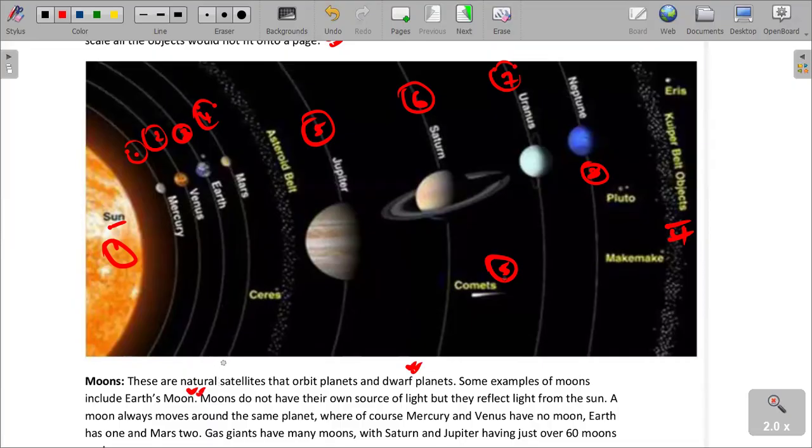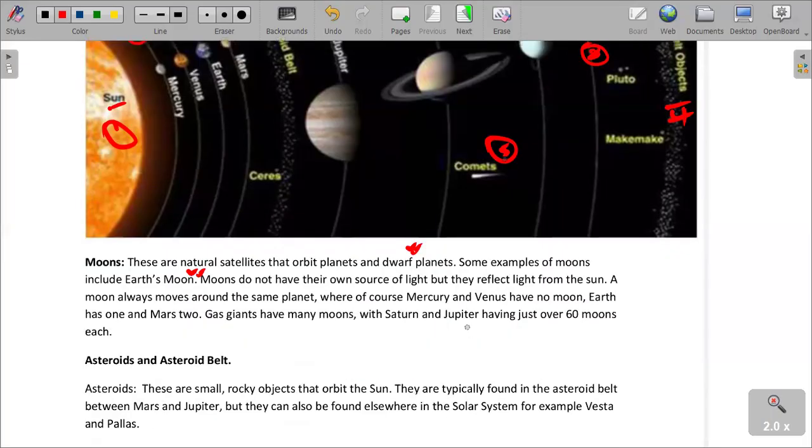The Earth has its moon, and moons do not have their own source of light, but they reflect light from the sun. I'm sure we understand that when the moon is shining, it doesn't have its own light, but reflects the light from the sun. A moon always moves around the same planet. Mercury and Venus have no moon. We need to know that Mercury and Venus do not have a moon.